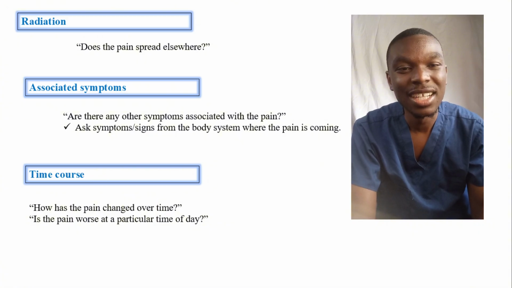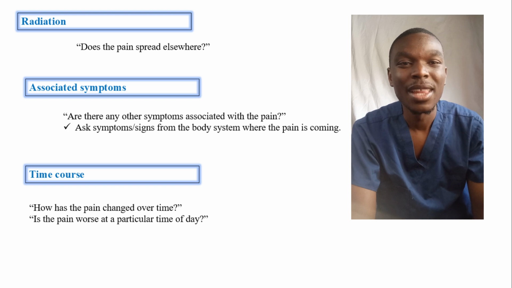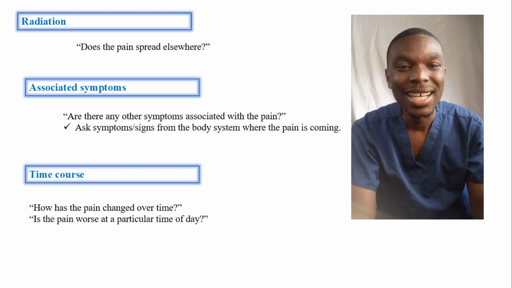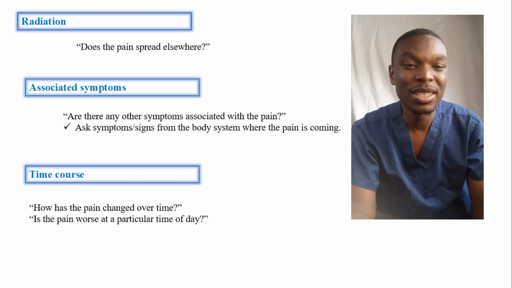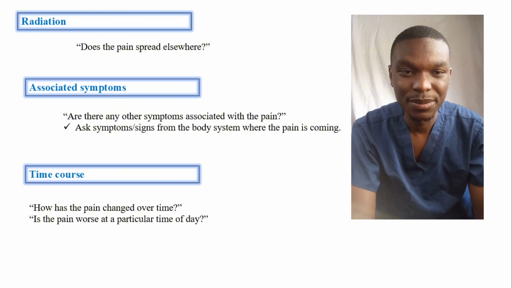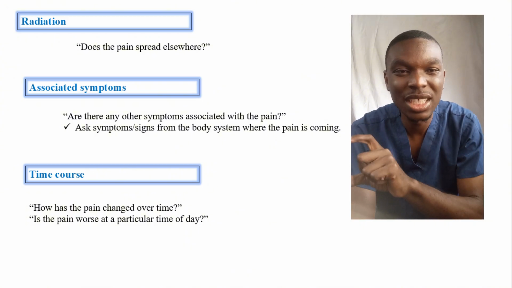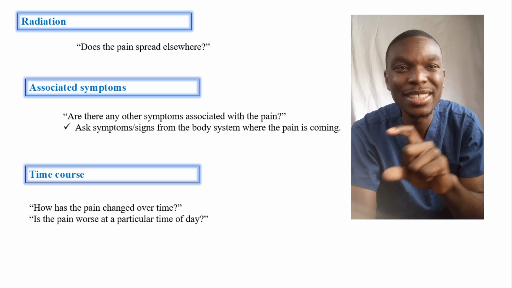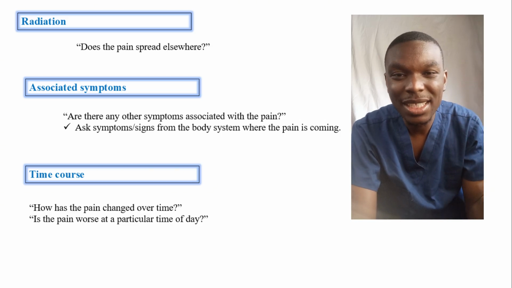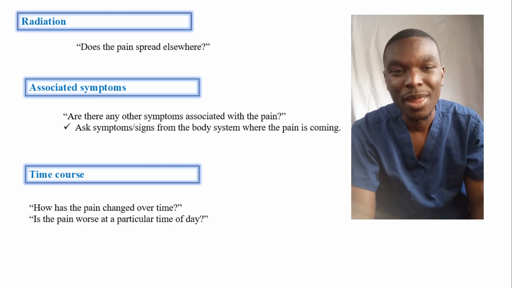Then time course. That's for the T. In this part, you ask the patient, how has the pain changed over time? I just want to see how the pain is progressing. Is the pain getting worse or is the pain getting better? That's why time course is the T in SOCRATES.